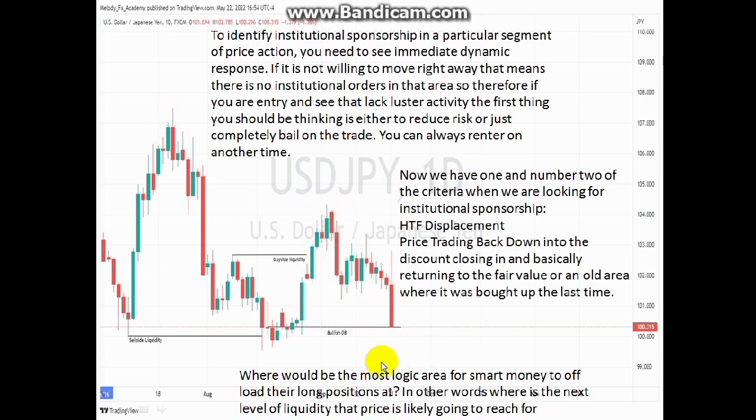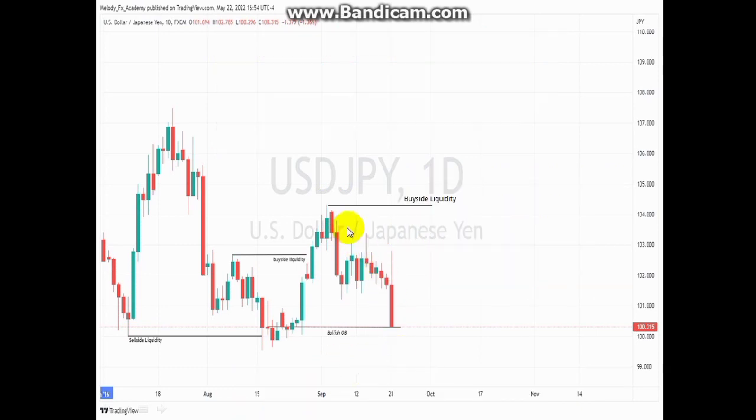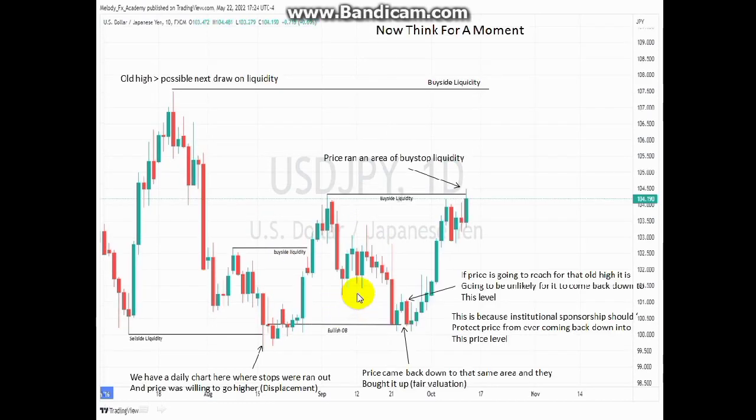Now the high probability level that smart money are going to offload their long positions is going to be above this old high right here, this short-term high. Okay, so now we have buy side liquidity obviously resting above here, and above here. Looking at this, you can see price has already reached for it.